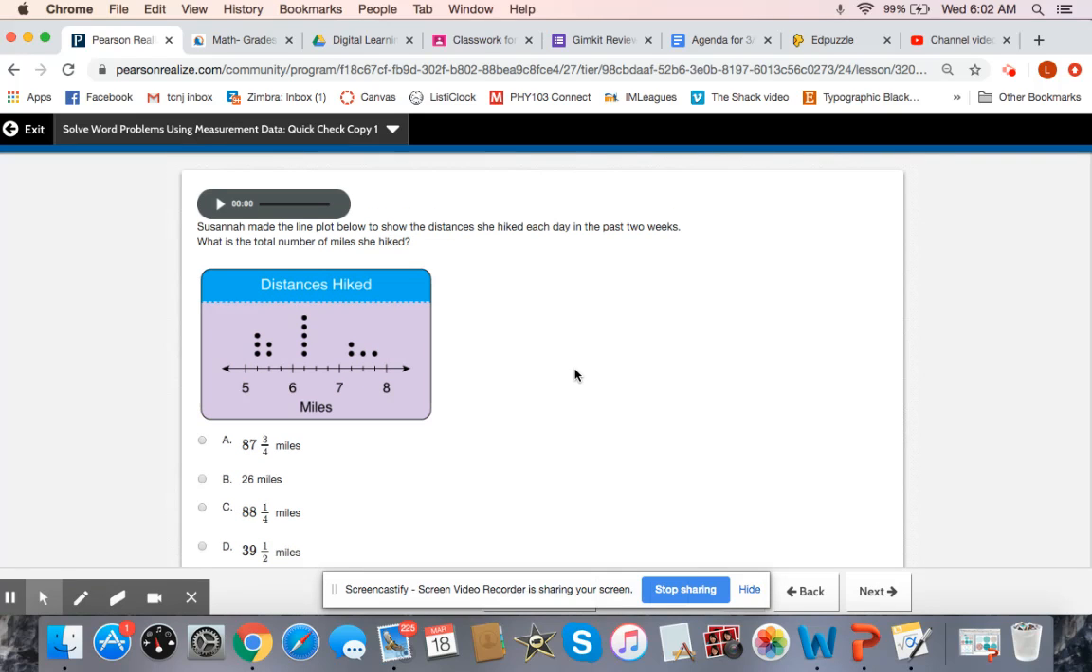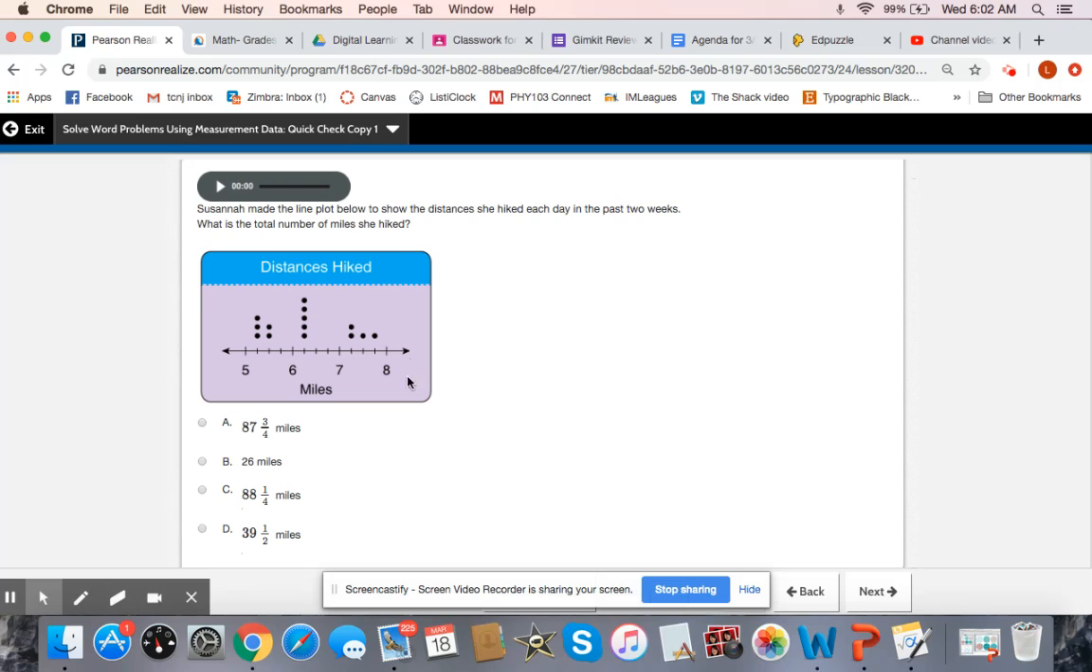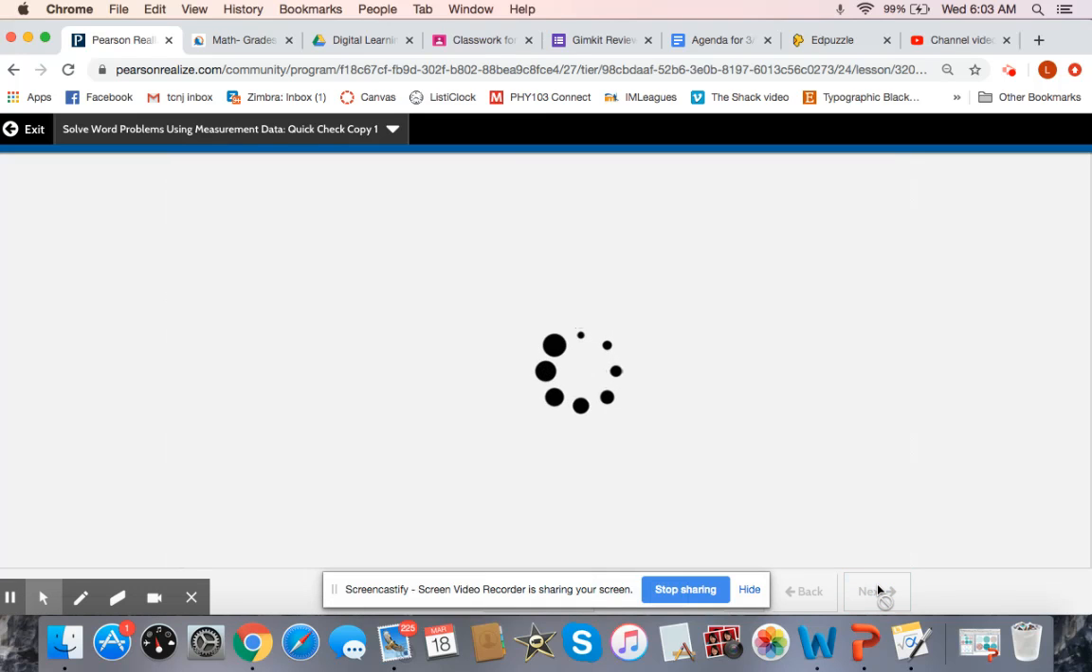So this first problem, it says, what is the total number of miles she hiked? Well, we have to add all of the values of all of these dots together. So 5 1/4, we're going to add 3 times, 5 1/2 twice, 6 1/4 5 times, 7 1/4 twice, 7 1/2 once, 7 3/4 once. If we add up all of those, we find the total amount of miles is 87 3/4.